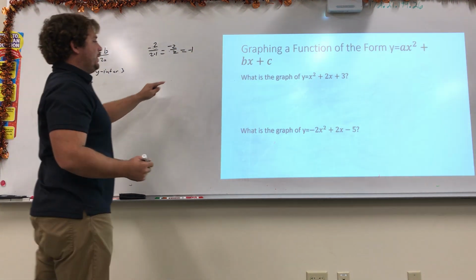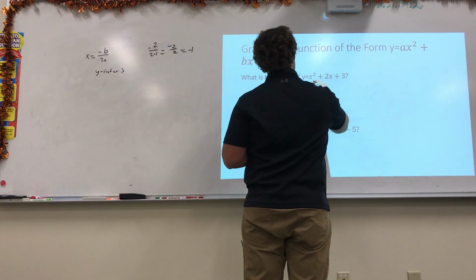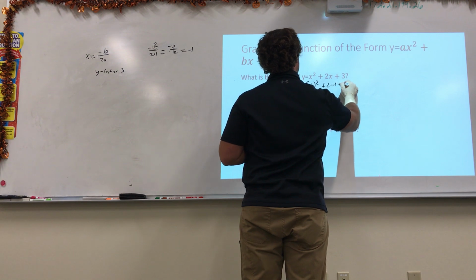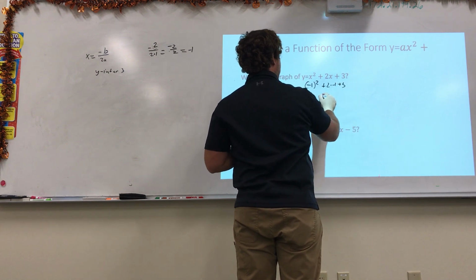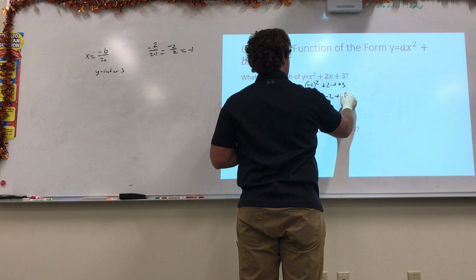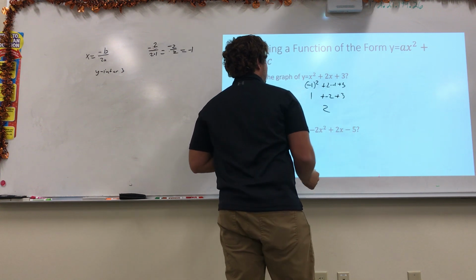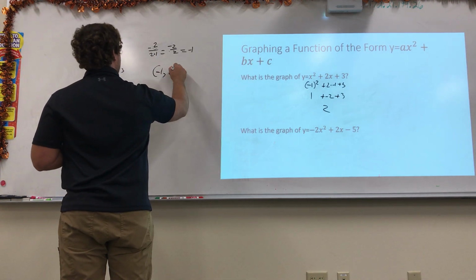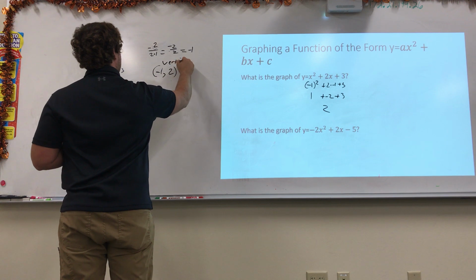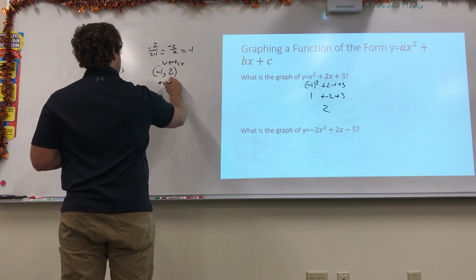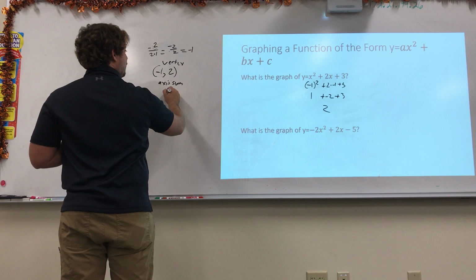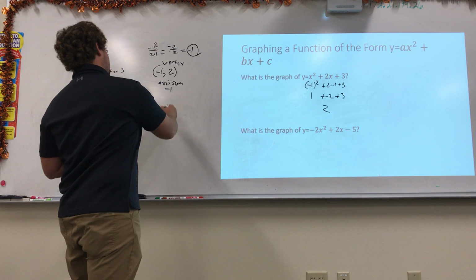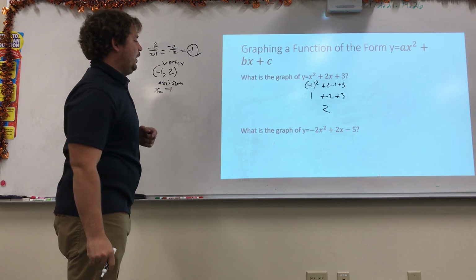Now I'm going to take that -1 and implement it here. I'm going to get -1 squared plus 2 times -1 plus 3. I'm going to get 1 plus -2 plus 3, which should give me 2. So my vertex is going to be at -1, 2. My axis of symmetry is just going to be at -1. We already found that right here. X equals -1.